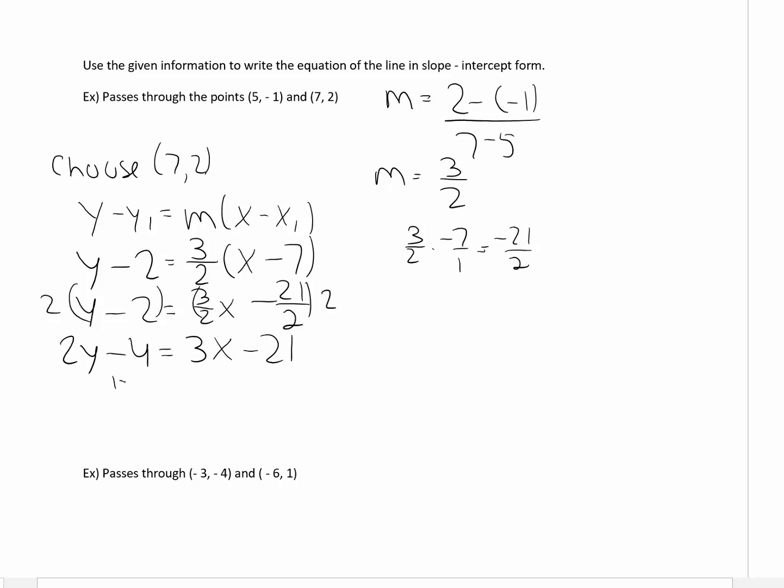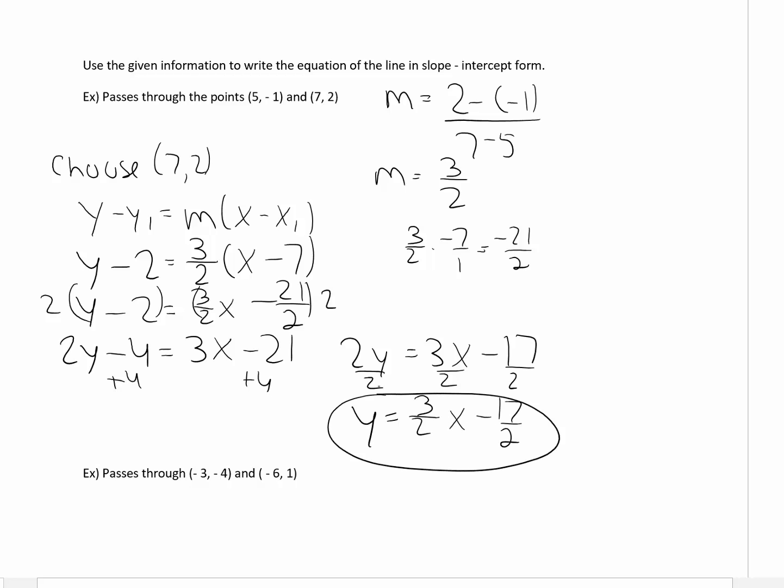So I'll add 4. And then divide by 2. So again, you should be plugging in both of these ordered pairs into this equation to make sure they make true statements here.